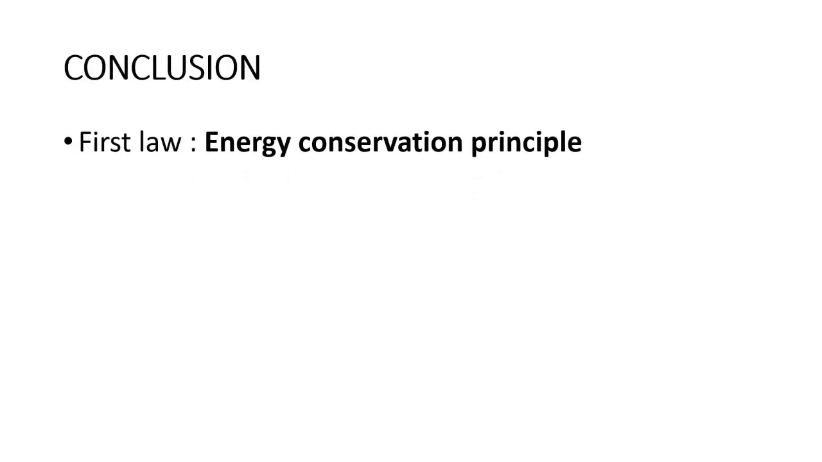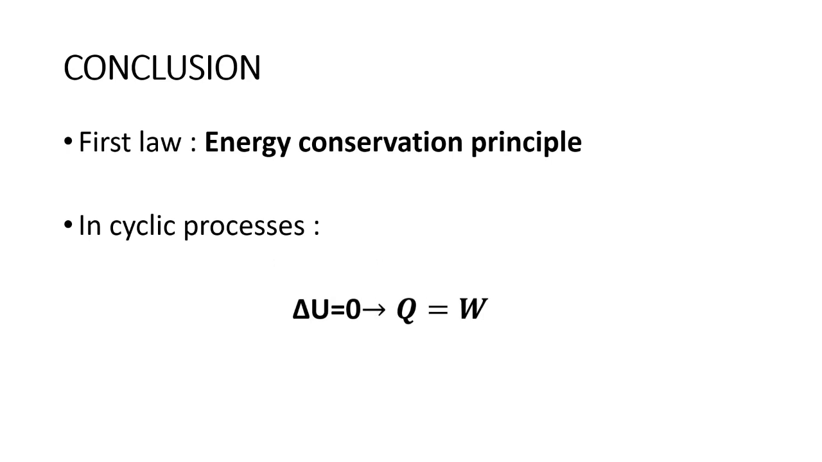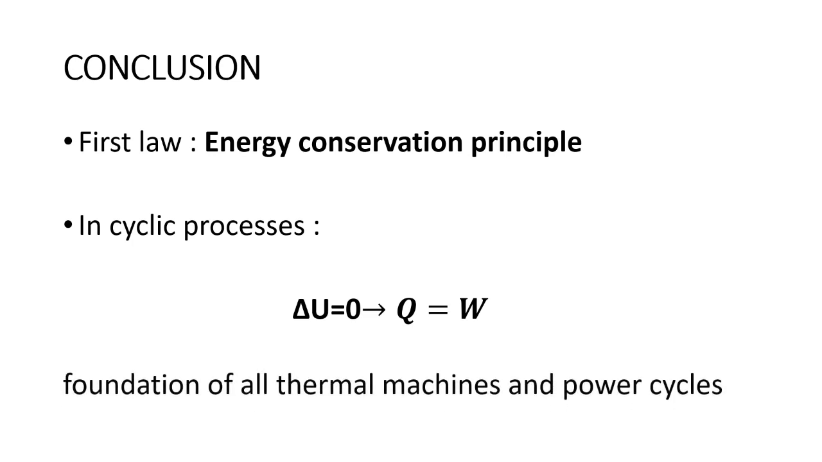The conclusion: the first law is the energy conservation principle, and in cyclic processes delta U equals 0. That means the net heat energy supplied as input equals the work done as output. Energy conservation means energy can neither be created nor destroyed; it can only be transferred from one state to another. This is the foundation of all thermal mechanics and power cycles.